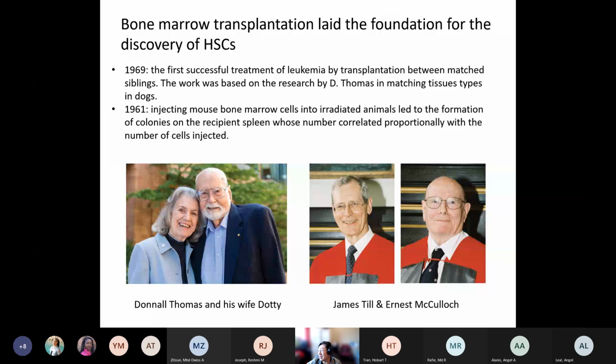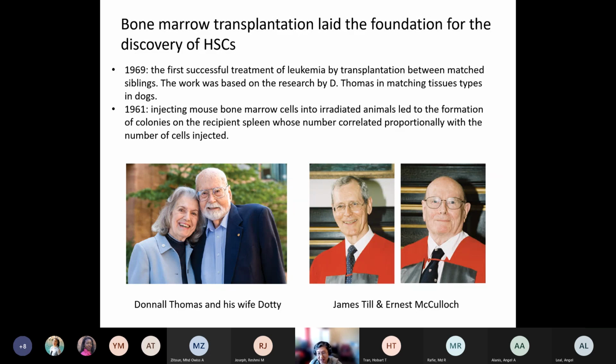But much earlier, about 8 years earlier, there were two scientists, James Till and Ernest McCulloch, from, I believe, the University of Toronto. At that time they proved that cells from the bone marrow can be transplanted to another individual, and in the spleen of that individual, a single cell can generate a colony. Therefore, they proved that the hematopoietic cells from the bone marrow are clonogenic.